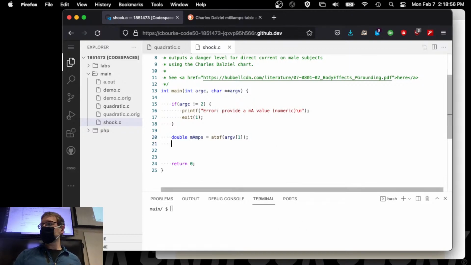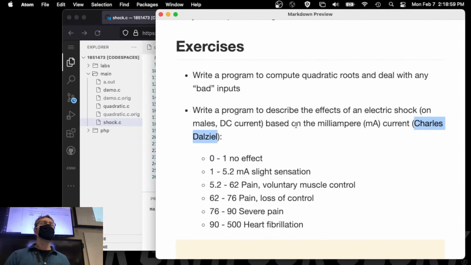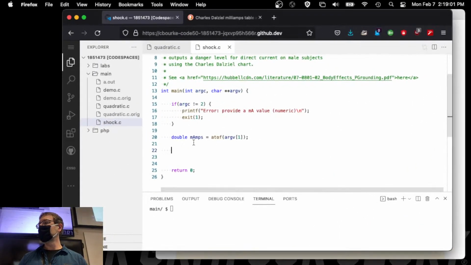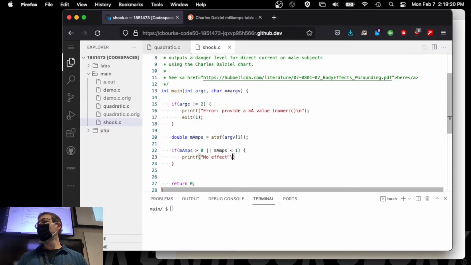Once I've converted it, now I make my checks. 0 to 1, there's no effect. So if mamps is greater than 0, or mamps is less than 1, printf, no effect. End the line. Is that logic correct? Is that style correct? Okay. You want to just check if it's less than 1?